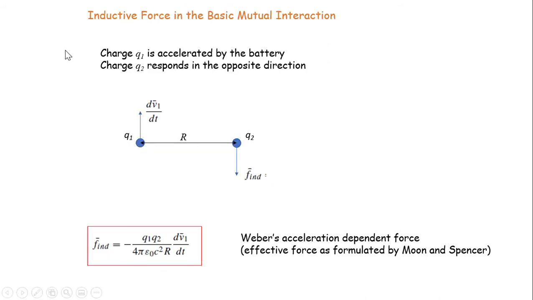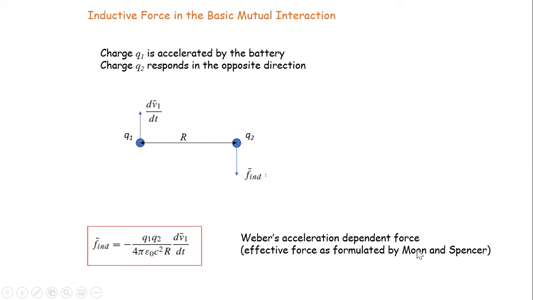To simplify maximally, we look at the process for two interacting charges only. So if charge 1 is accelerated upwards, then charge 2 is influenced by a force downwards, so in the opposite direction. This is the inductive force. And to describe the measured and observed phenomena, which of course are plenty, Weber found that one can formulate this with one and only one force between the two charges.